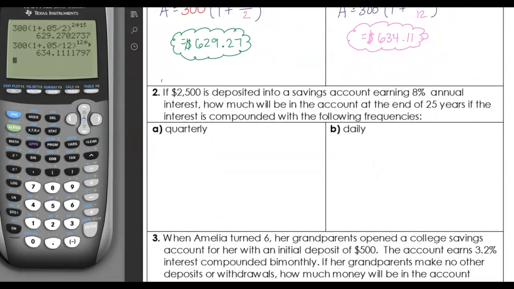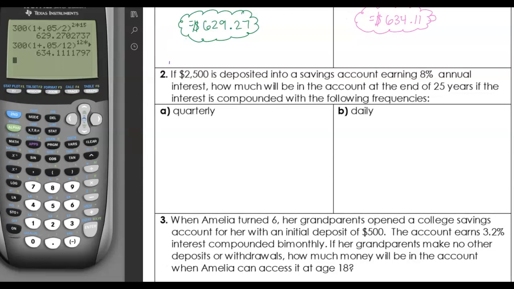All right, so let's do another one. I'm not going to do number 2, but we are going to talk about how to find the N, the number of times compounded for each one of these. If we're compounding quarterly, what is my N here? Yes, quarterly means 4 times a year. So N is 4. What about daily? What's my N value here if I'm compounding daily? 365, yes.